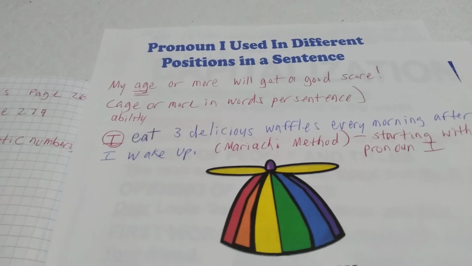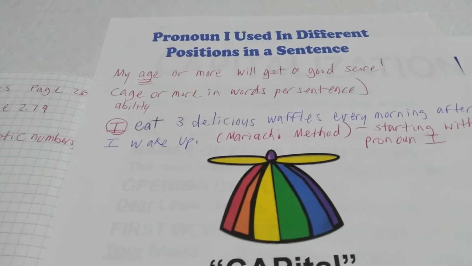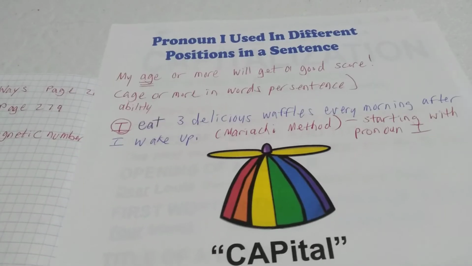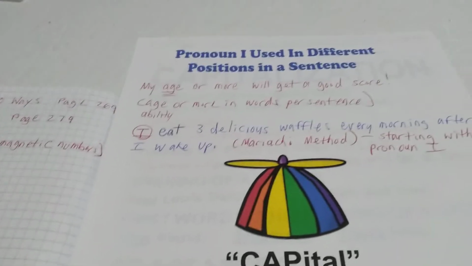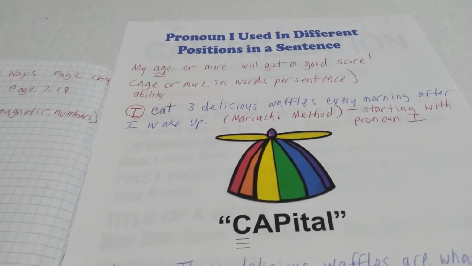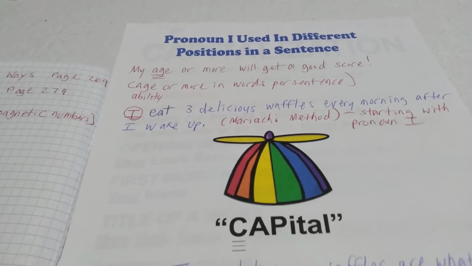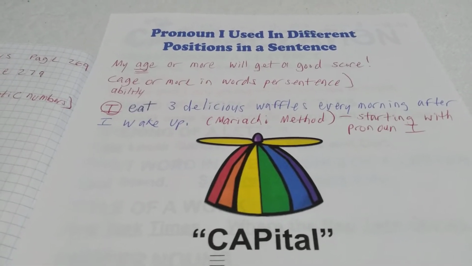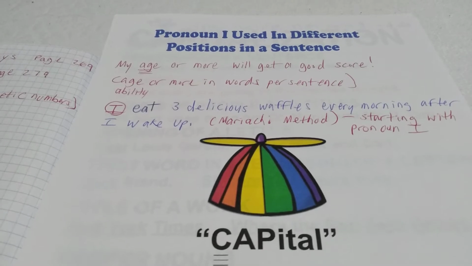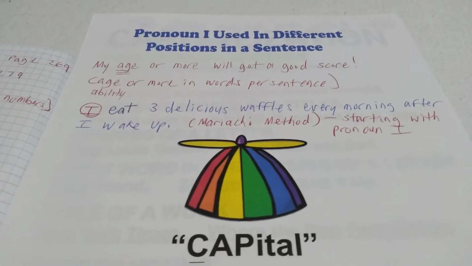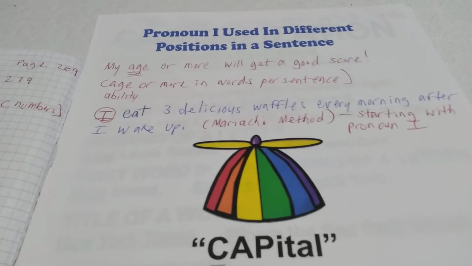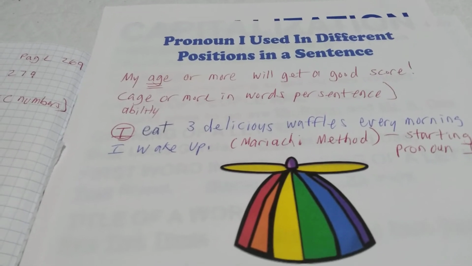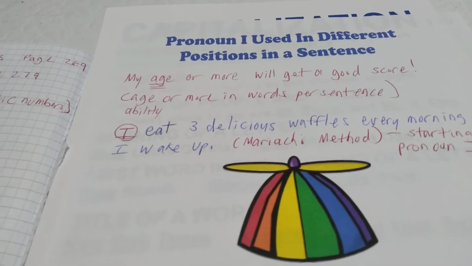For those of you who ordered the SWAG and editing webinars, you should have received a PDF of these. There's like 25 sheets of different capitalization rules, and they're not in the binder, so you won't get this unless you're ordering SWAG or the editing or the revising binder. So there's a saying that I like to say: my age or more will get a good score. My age or more in words per sentence is what I'm talking about here.